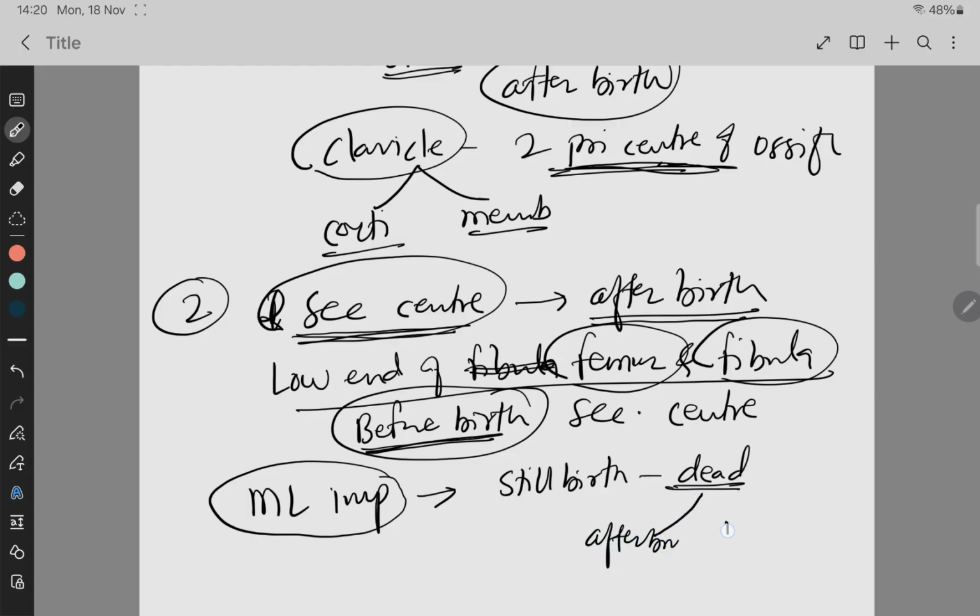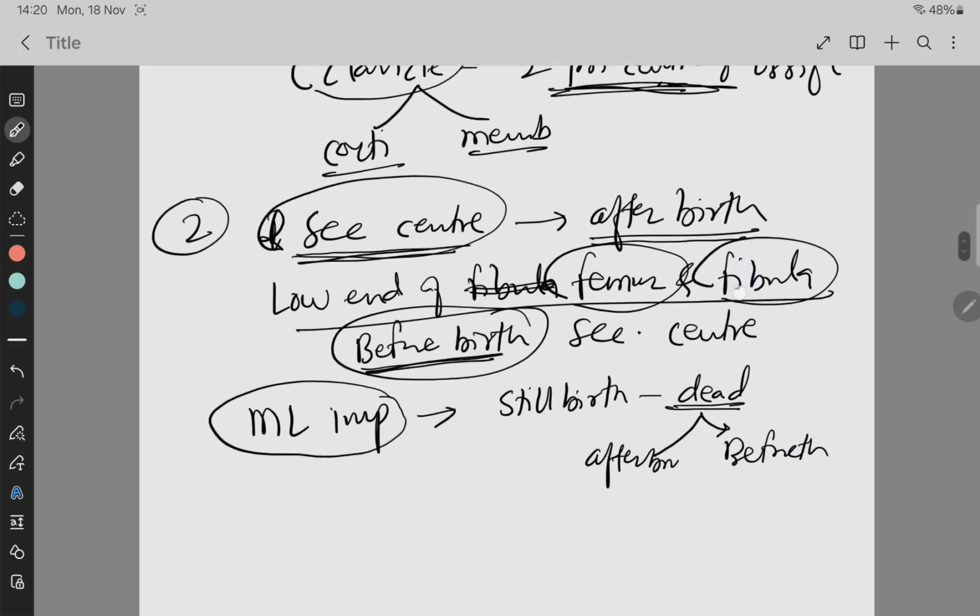Before birth, yes. If you take the x-ray of that baby and the lower end of the femur and upper end of the fibula are not ossified, that means the secondary center of ossification is generally not completed. If they are ossified, that means these centers are completed at 9 months of intrauterine life.